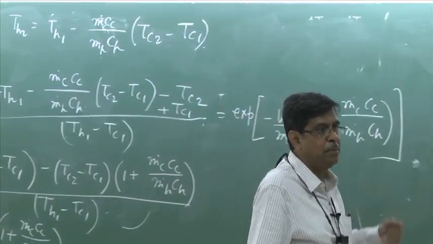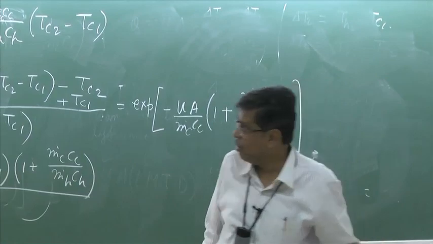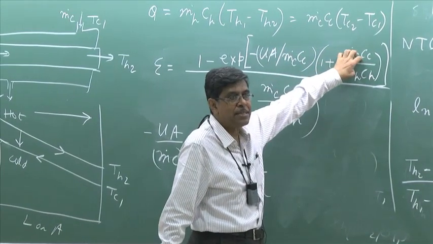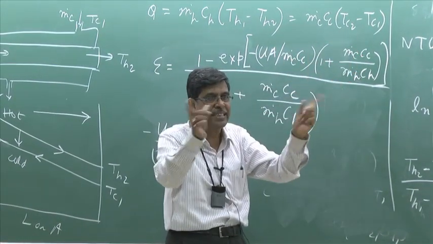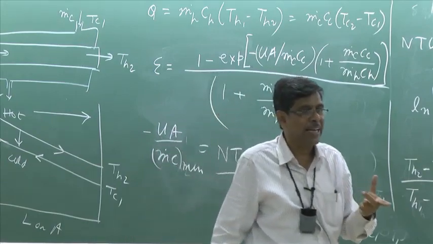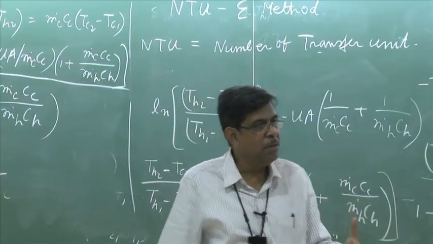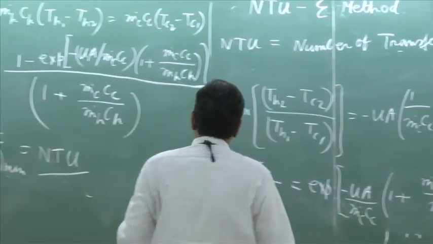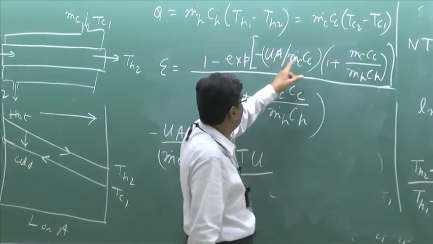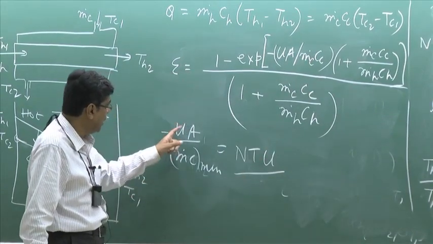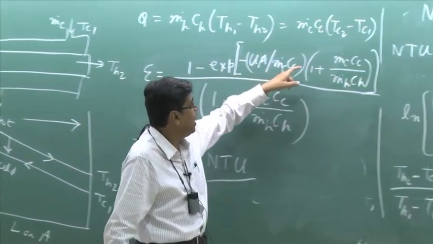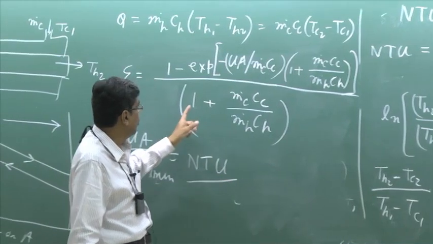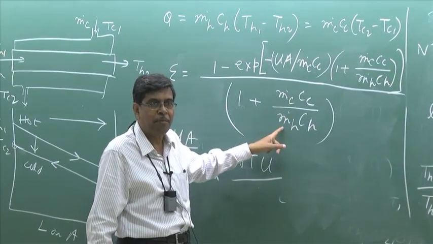Sir, if the hot fluid is the minimum fluid, what could you have done? Now, if the hot fluid is the minimum fluid, this expression will be the same, just M dot C and M dot H will be interchanged, so that in a generic formula I can write in terms of M dot C minimum and M dot C. If M dot H C H is the minimum, then it will be M dot H C H. NTU is UA by M dot C minimum, and this will be 1 plus M dot C minimum by M dot C.